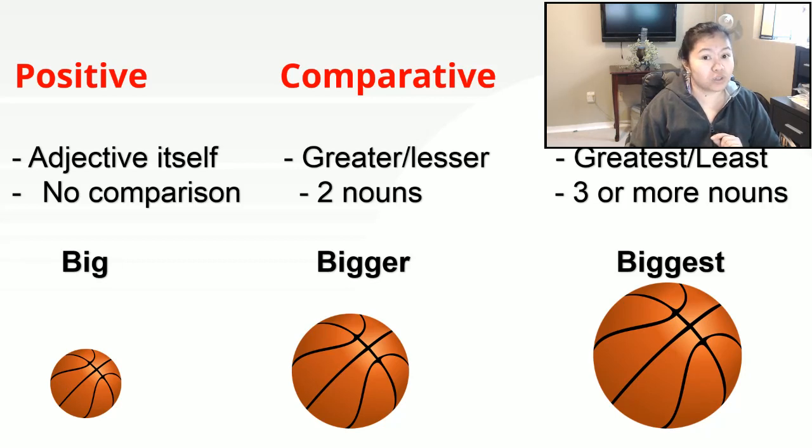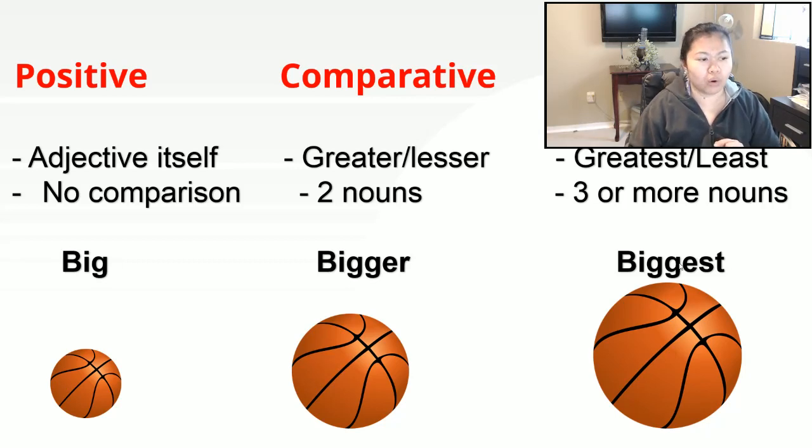So going to the superlative, which is the greatest or the least degree. And here we are talking about three or more nouns. Now, as you see, again, pertaining to the ball, the object, as we see in the presentation today, biggest. So big, bigger, and biggest. So there are three things being described or compared. All right.